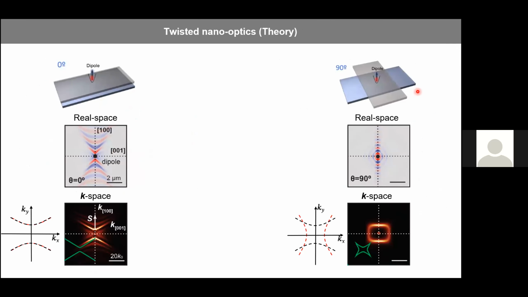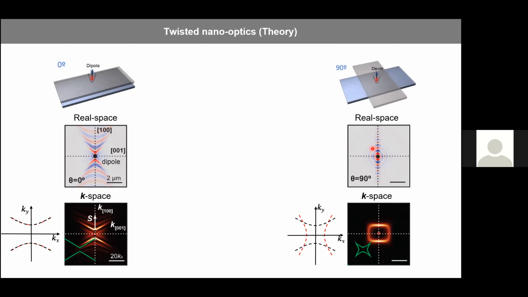In order to answer this question, we conducted some theoretical calculations at the first stage. We put two slabs of molybdenum trioxide together, and we put a dipole in the simulation to launch the phonon polaritons inside. We find that when the twist angle is 0 degrees here, it's more or less like the case we find in the monolayer of molybdenum trioxide. In real space, it's a concave wavefront, and correspondingly in K-space, we have this open hyperbola as the isofrequency curve. But things can change if we increase the twist angle to 90 degrees, as here.